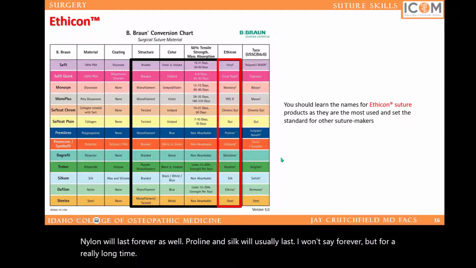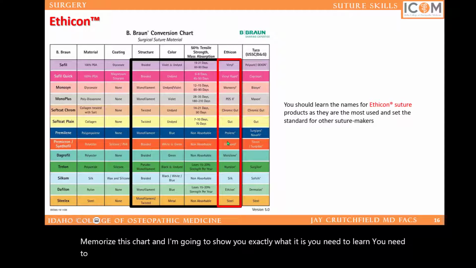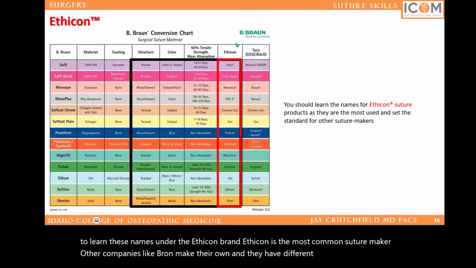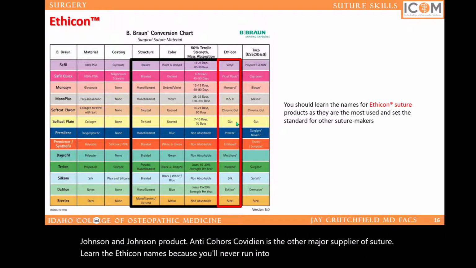Memorize this chart, and I'm going to show you exactly what it is you need to learn. You need to learn these names under the Ethicon brand. Ethicon is the most common suture maker. Other companies like Braun make their own, and they have different names, but Ethicon is a Johnson & Johnson product, and Tyco or Covidien is the other major supplier of suture. Learn the Ethicon names because you'll never run into anybody who doesn't know these names.